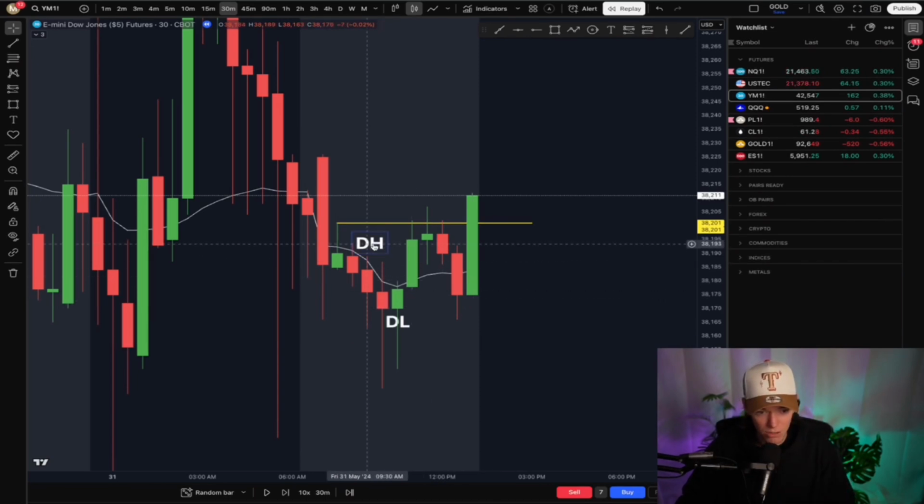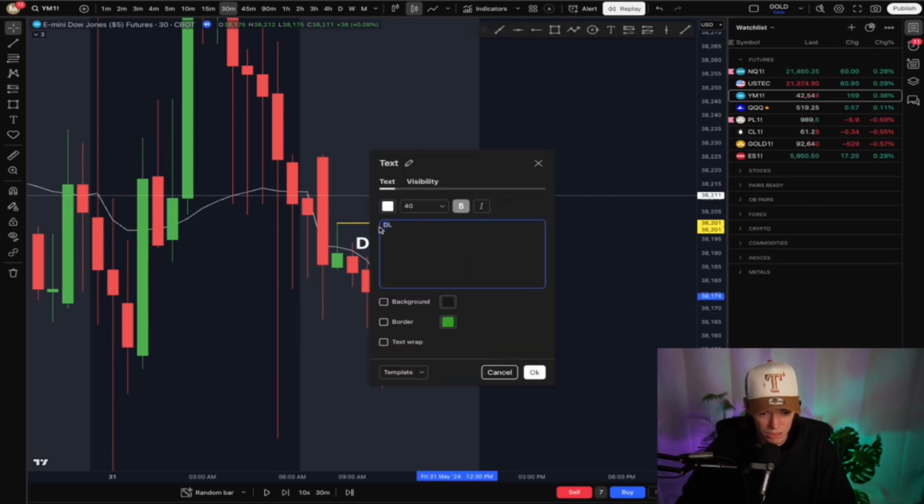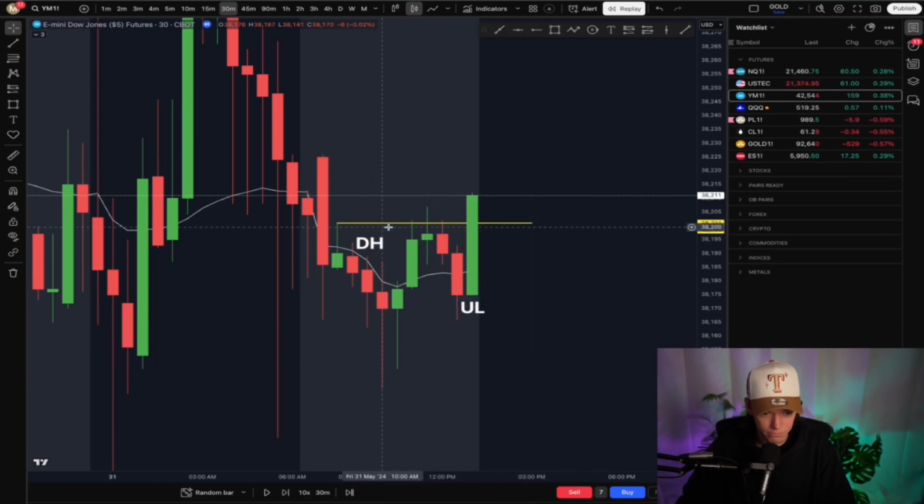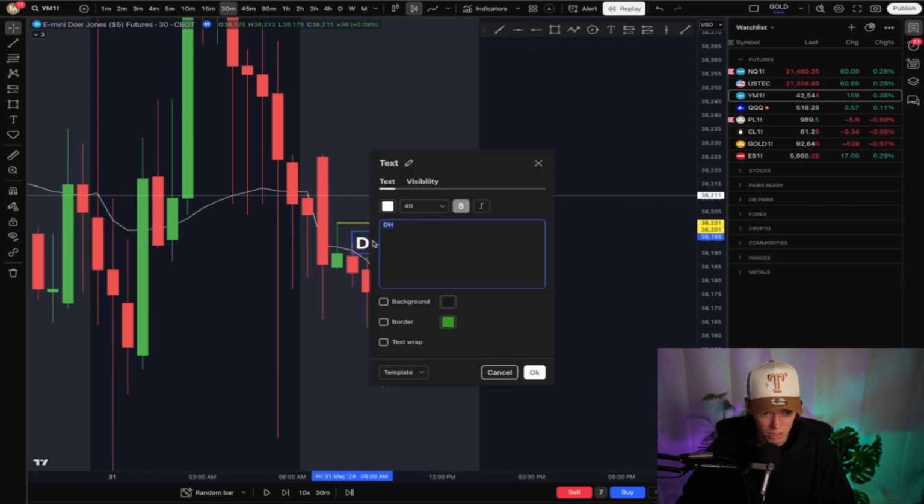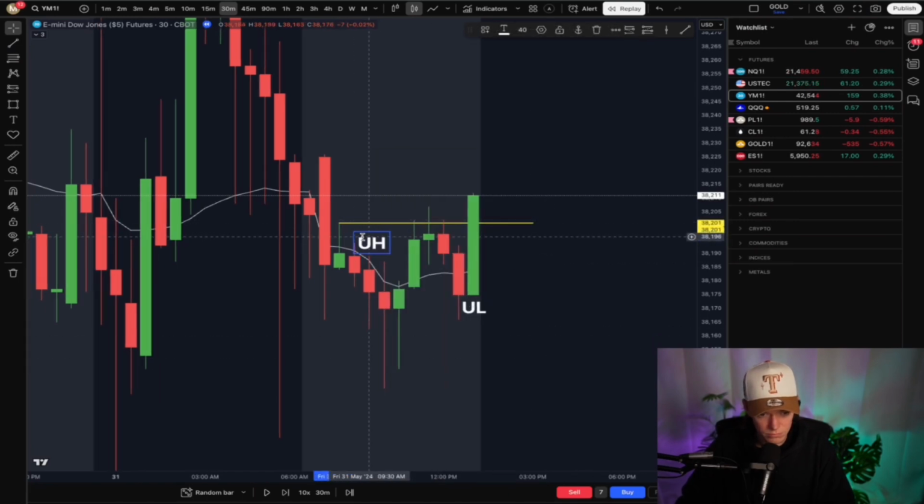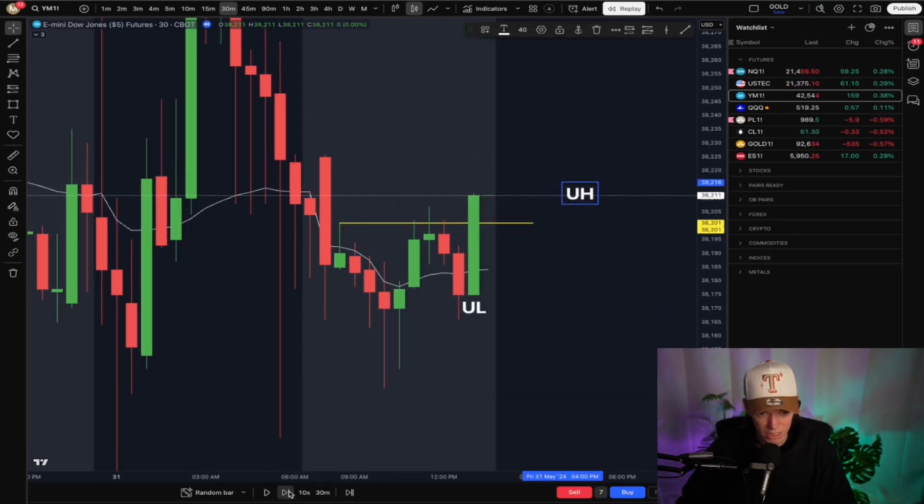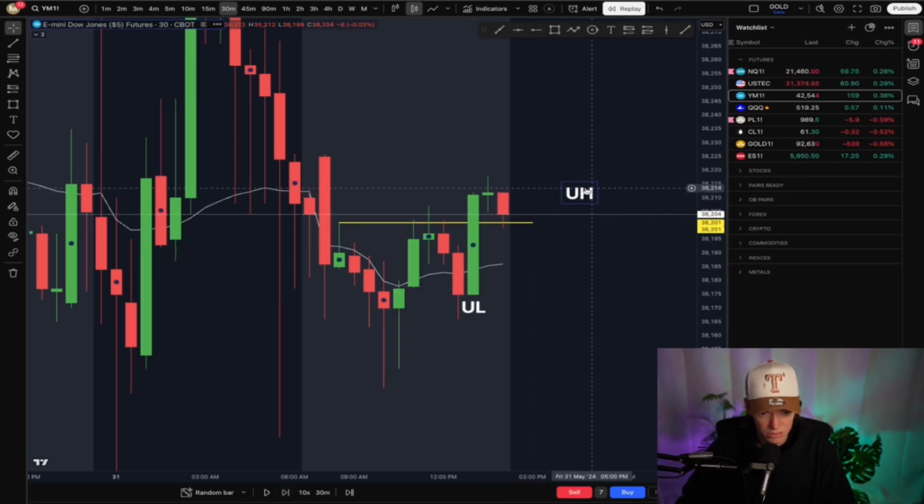All right, so now we've got a new high. This now becomes our uptrend low. Change to an uptrend. And this is going to be our uptrend high. We'll wait till we get a red candle for it to become our uptrend high. There we go. This is our uptrend high now.